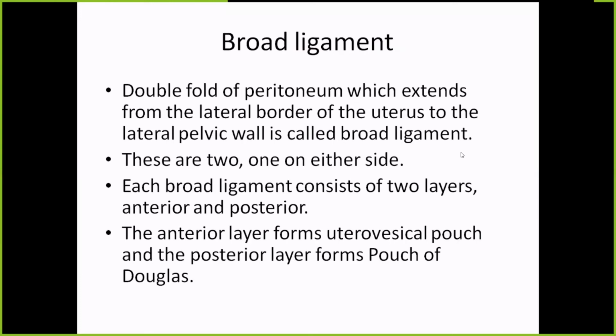Okay. Now the broad ligament. The broad ligament is one of the supporting structures of the uterus. It consists of two layers, anterior and posterior, and extends from the lateral border of the uterus to the lateral pelvic wall. Origin is the lateral border of the uterus. Insertion is the lateral pelvic wall. The anterior layer forms the uterovesical pouch, and the posterior layer forms the pouch of Douglas.